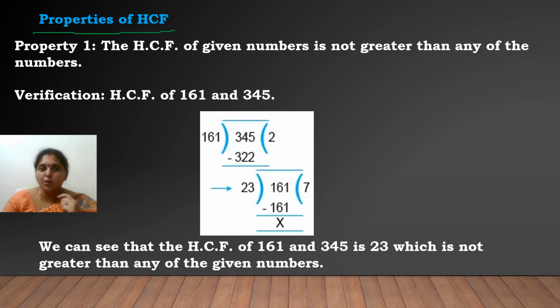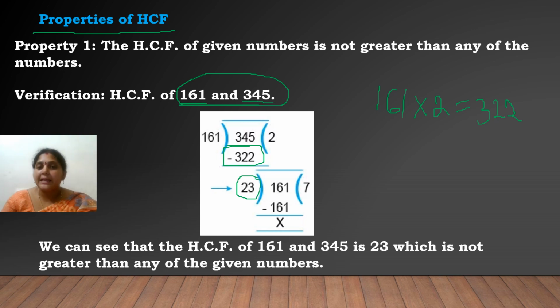Here I have taken two numbers, that is 161 and 345. So 345 should be divided by the number 161. When you are dividing like this, you will be getting 161 into 2 is equal to 322. Now this 322 should be subtracted from 345. When you are doing like that, you will be getting your answer 23.